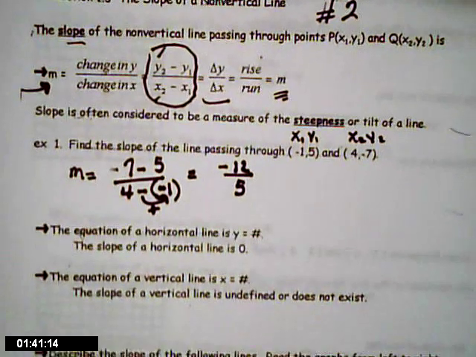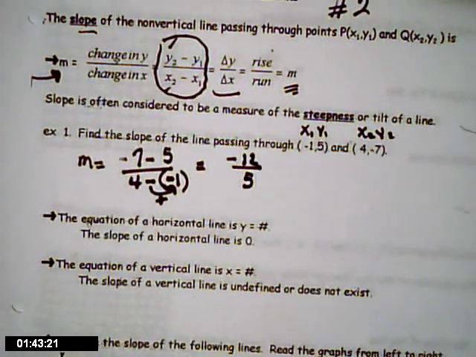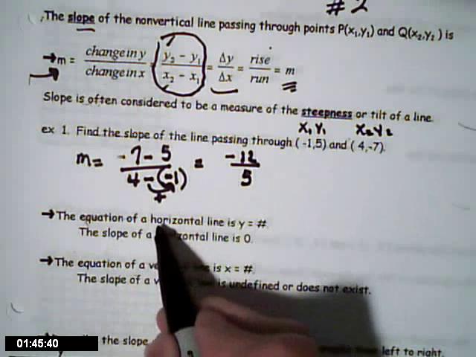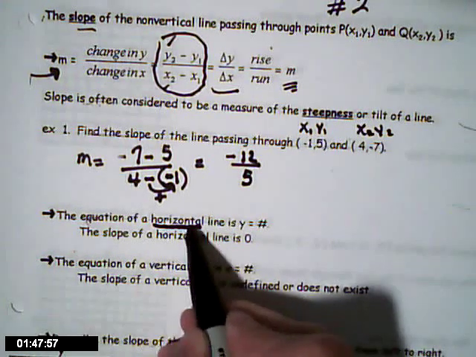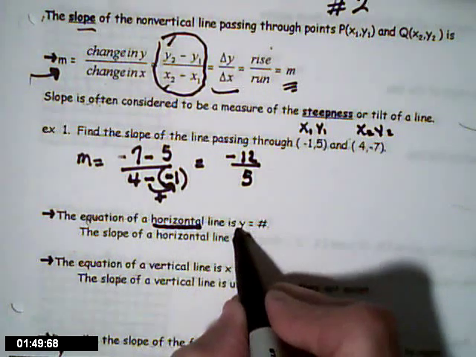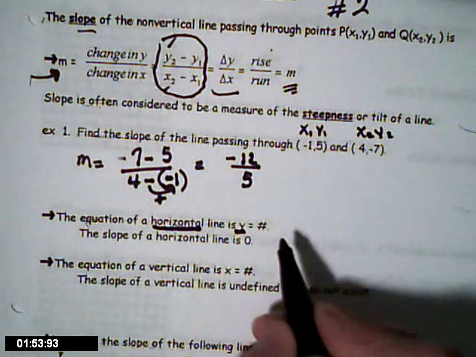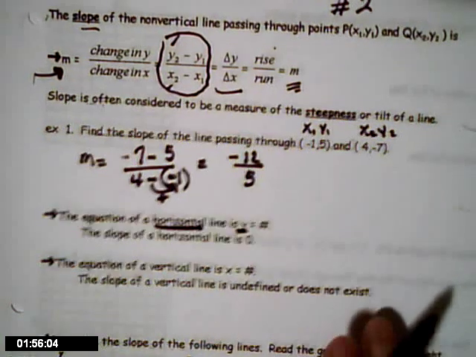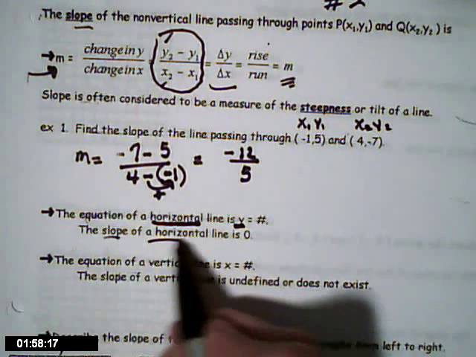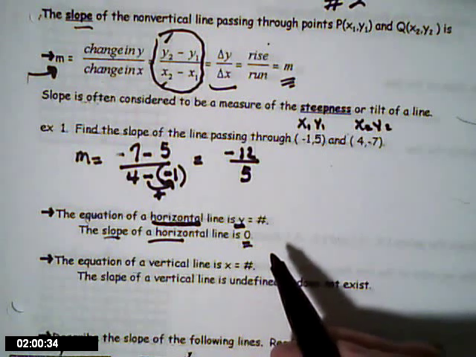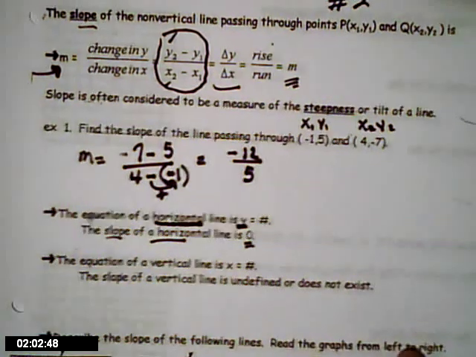Two things to remember. One of these is from the last lesson. The equation for a horizontal line. Now remember, a horizontal line is named with a y. Remember the opposite. You would think it would be x, but it's y. y equals some number. Now the slope of a horizontal line is always 0. Always 0. Think about the horizon.